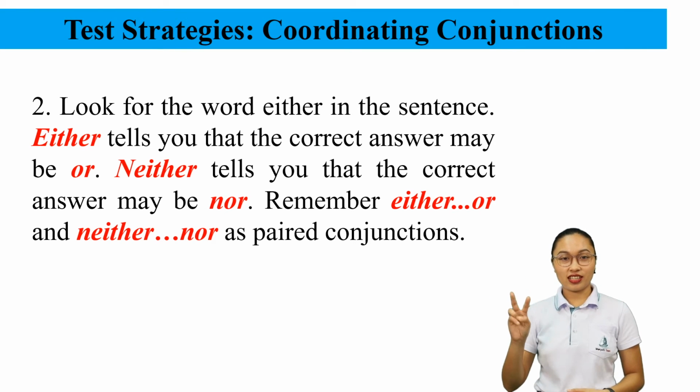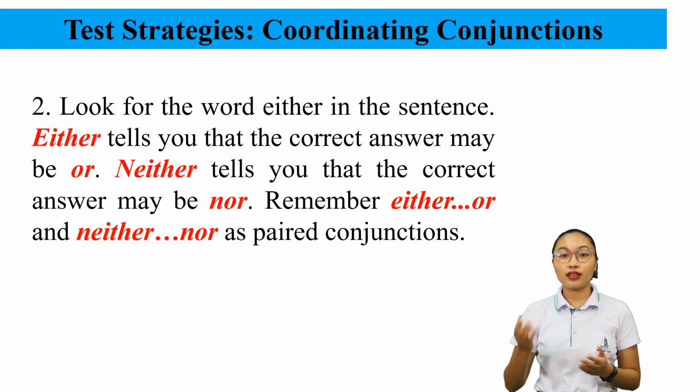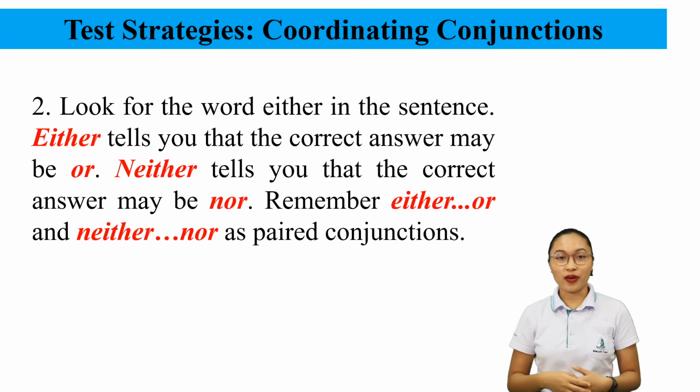Second strategy. Look for the word either in the sentence. Either tells you that the correct answer may be or. Neither tells you that the correct answer may be nor. Remember, either, or, and neither, nor are paired conjunctions.